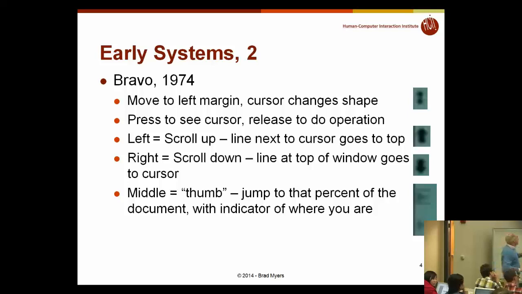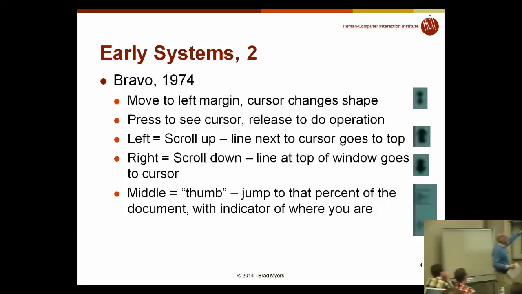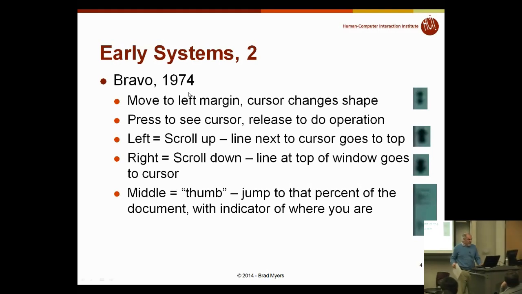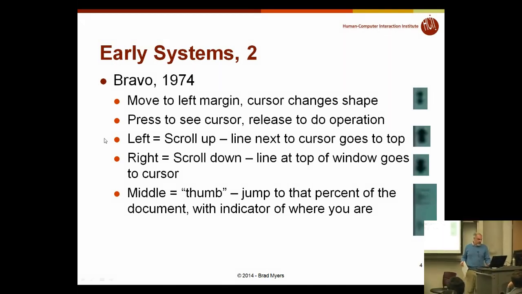Why wouldn't you want this right button to take the line that's next to the cursor and go to the bottom? Do people understand the difference? So if I put my cursor, say, right here, the left mouse button would move the word left to the top of the screen. And my idea is that the right mouse button should take the line I'm on and move it to the bottom of the screen. But that's not what they did. Any idea why not?